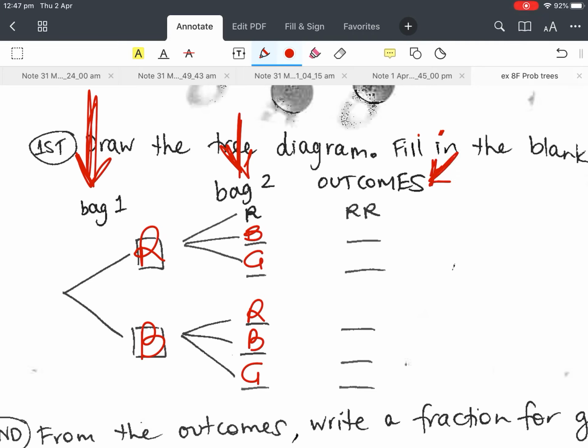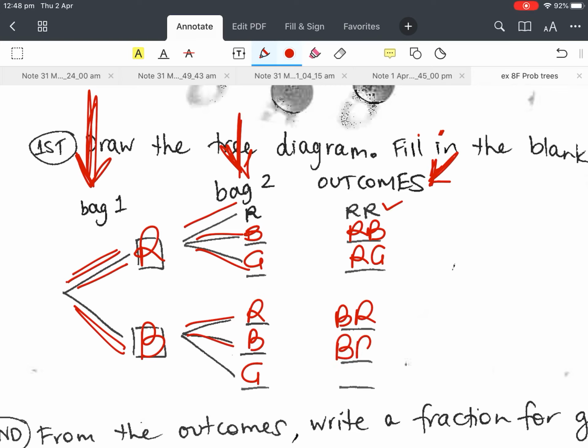So I follow the branches along and I write down what happened at each branch. The top branches I got a red and a red, so that's already there. Second set of branches I got a red and a blue, so I write that down. Next set of branches I got a red and a green. Bottom set of branches a blue and a red. Next, blue and a blue. And then blue and a green.